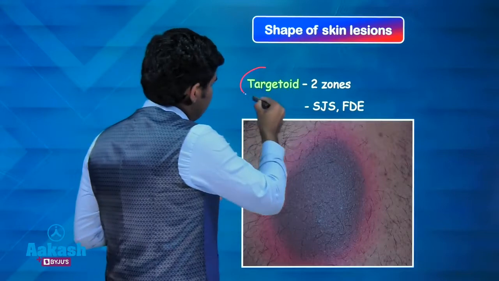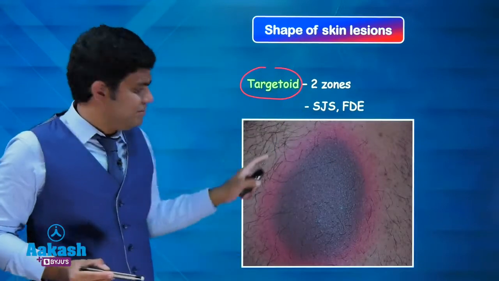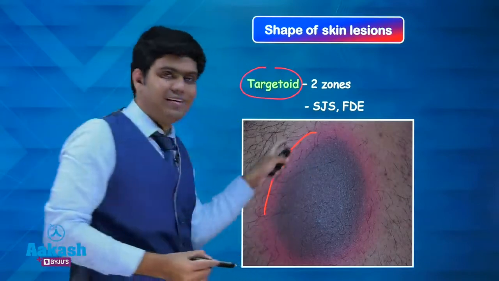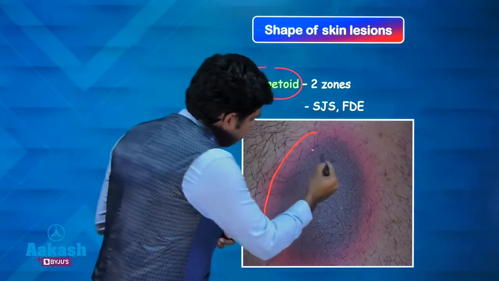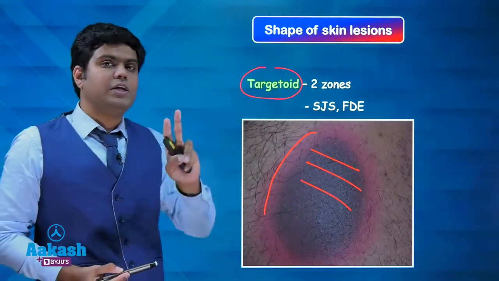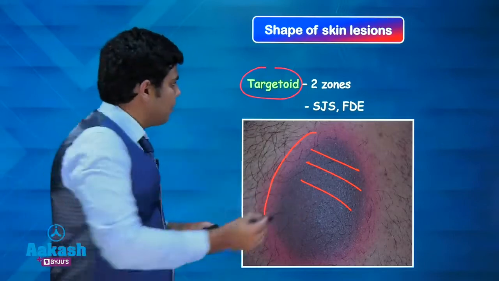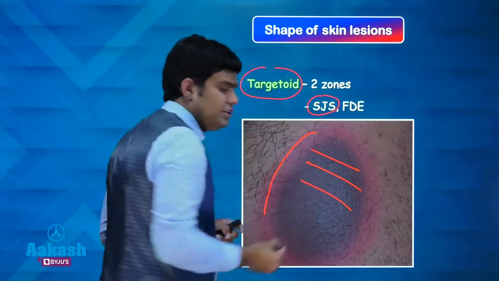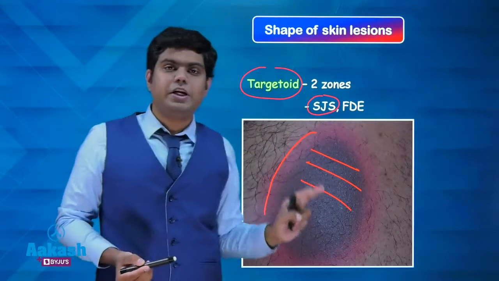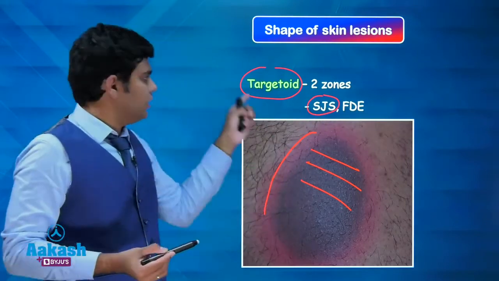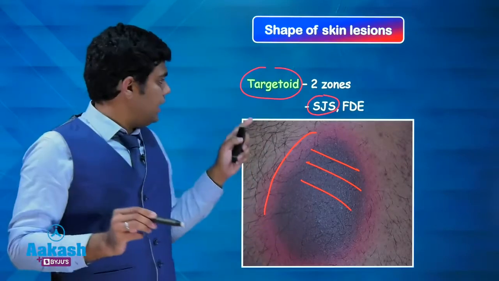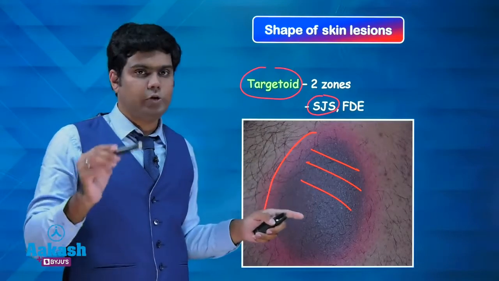What about targetoid? Targetoid is different from target. In targetoid we see two zones only, not three zones. We have got a margin, a peripheral red edge, and a central dusky zone. Only two zones. So what are the conditions? Two conditions in which you can see targetoid lesion. Number one is SJS, Stevens-Johnson syndrome. And FDE, that is fixed drug eruption. So in these two drug induced cutaneous adverse reactions you see targetoid lesions, right? So don't forget this, it is also very important. You should be able to differentiate target versus targetoid, right?